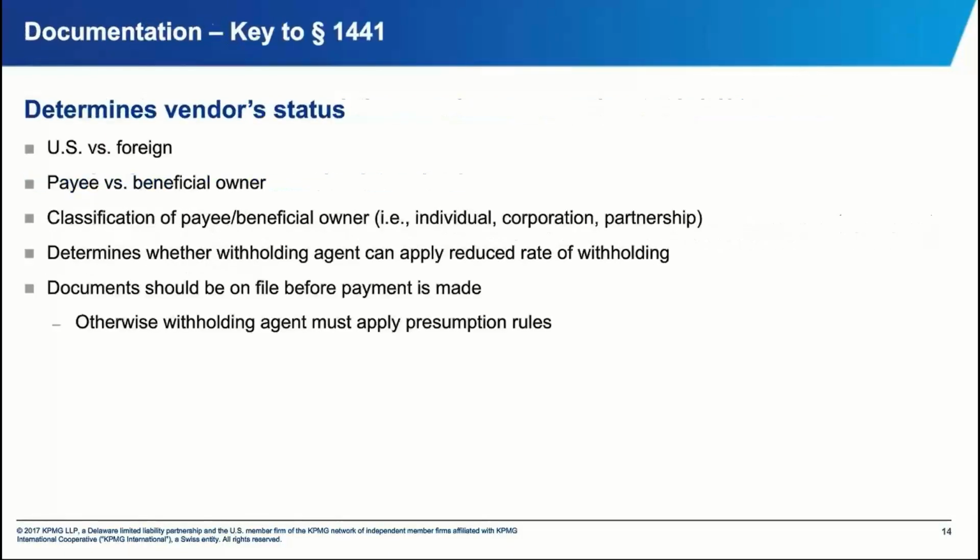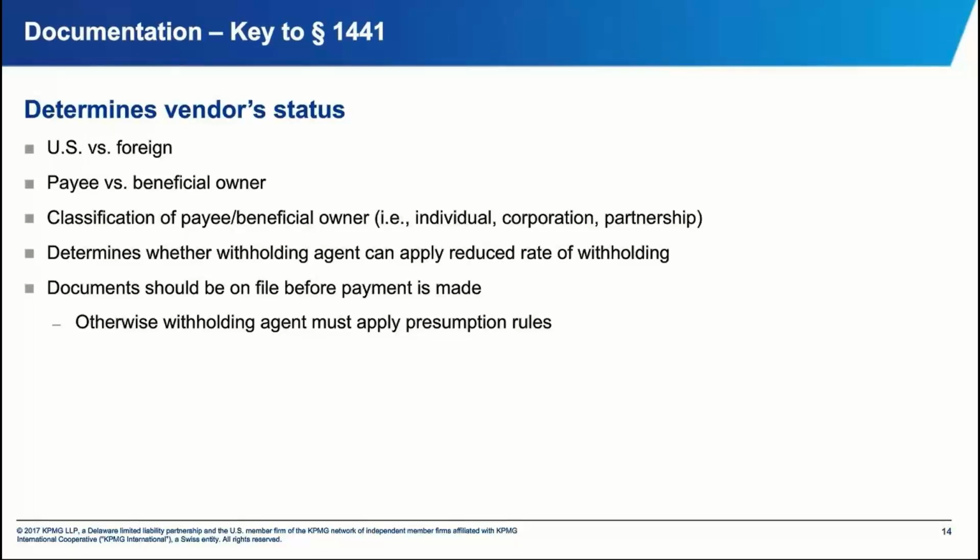So documentation, we're going to talk about that for a bit because documentation is really the cornerstone of the Chapter 3 withholding regime. The documentation you get is how you, as the withholding agent, determine: am I paying a U.S. person or a non-U.S. person? Is that person the payee or the beneficial owner? And what that means, the payee, for example, would not be the one that would take the income into account for U.S. tax purposes. So for example, a partnership would be a payee. The partners would be the beneficial owners because they're the ones that would be reporting the income. And this is all going to be determined by the tax documentation. And we'll go through each form in just a moment.